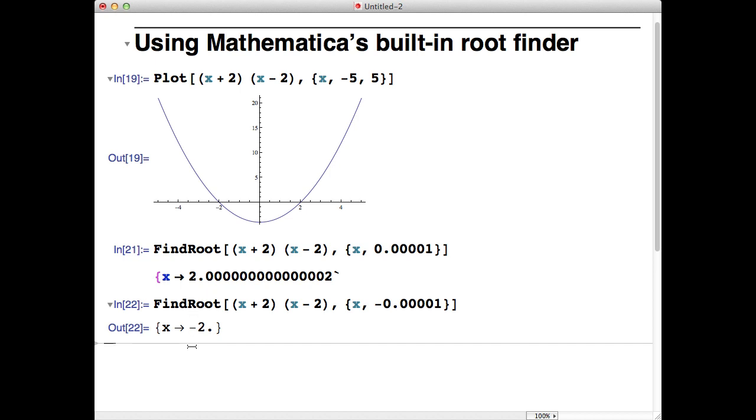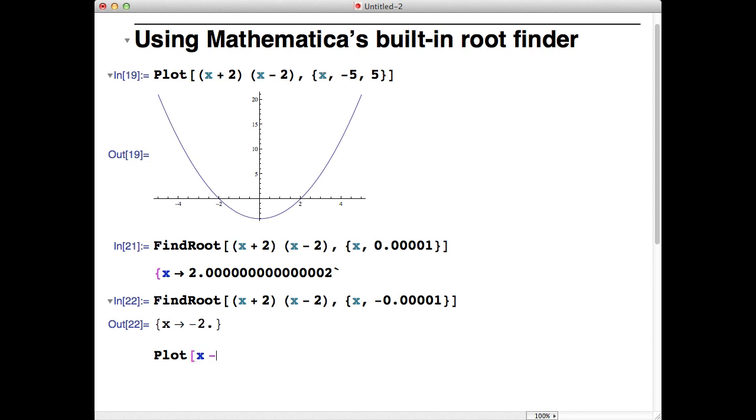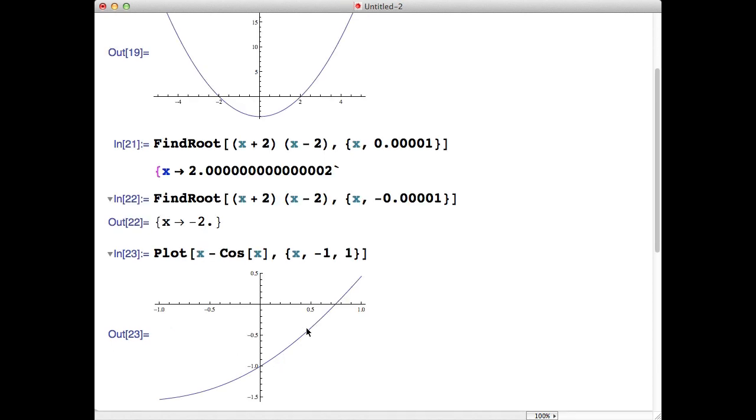Let's try and find the root of a transcendental equation, like x equals cosine of x. So to get a good guess, we should plot that function. So we're going to plot x minus cosine of x. And in this case, we're going to plot it from x equals minus 1 to 1. That turns out to actually show the root pretty nicely. So the root of this equation, if you look, is around 0.7 or 0.8.